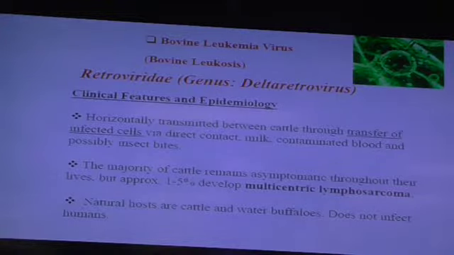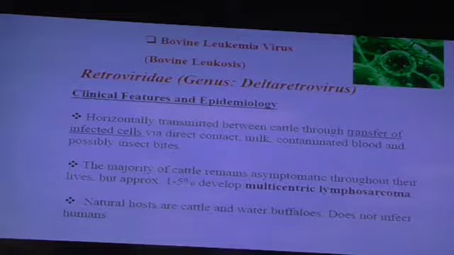So the pathology basically is multicentric lymphosarcoma involving lymphocytes. Although not all animals develop the multicentric lymphosarcoma, only 1 to 5%. So that means the others may have the infection, but not necessarily develop the sarcomas, the lymphosarcoma.